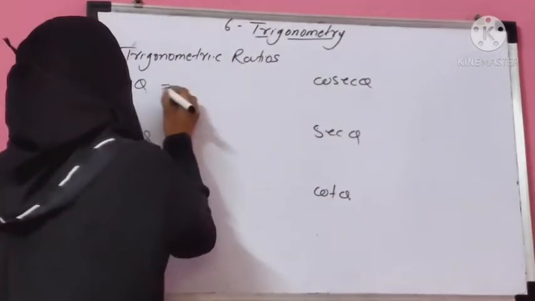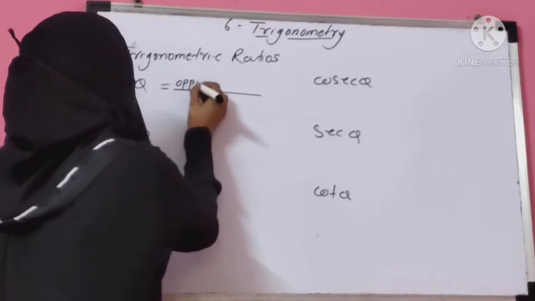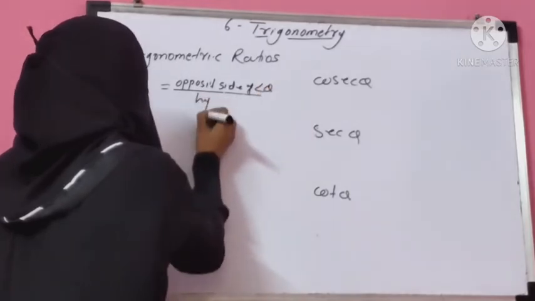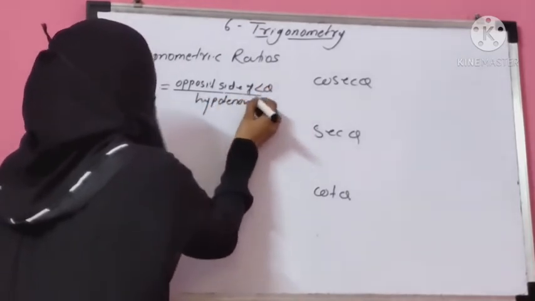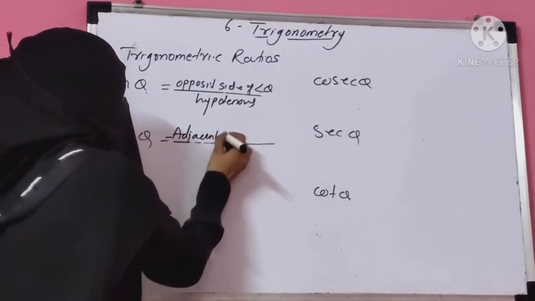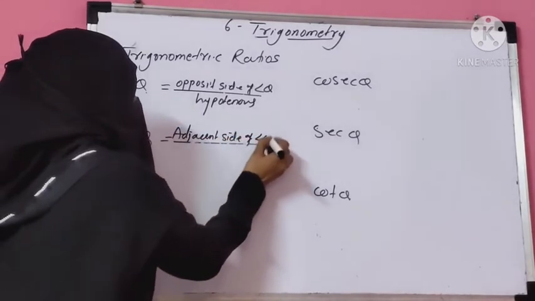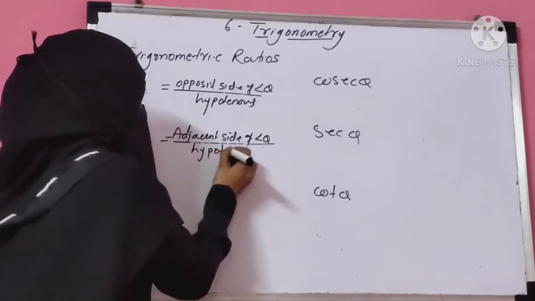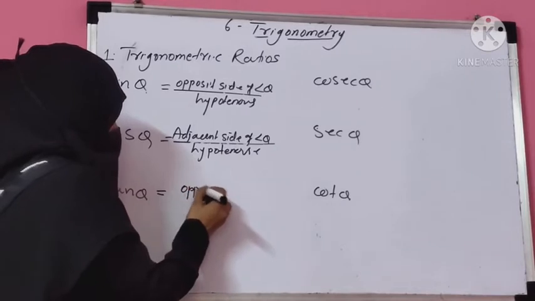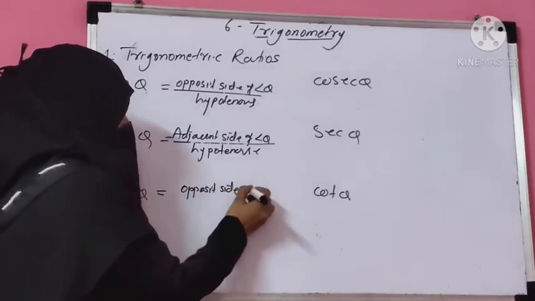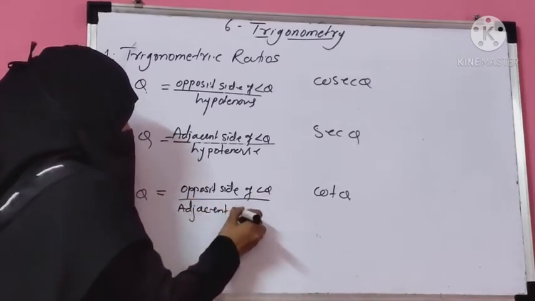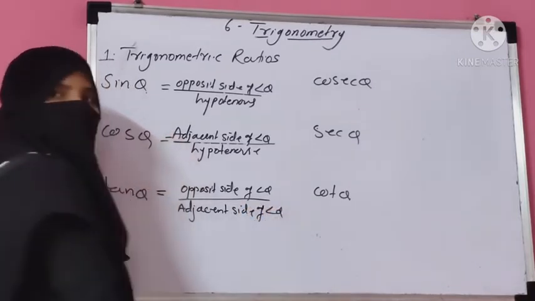Sin theta is nothing but the opposite side of angle theta divided by hypotenuse. And cos theta is nothing but the adjacent side of angle theta divided by hypotenuse. And tan theta is the opposite side of angle theta divided by the adjacent side of angle theta.